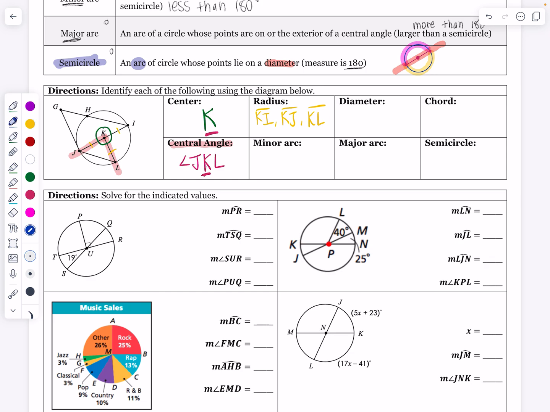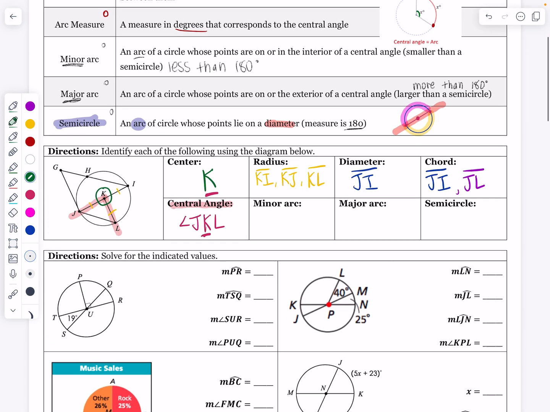What is the diameter pictured? We've been practicing this. The diameter that is pictured currently is J to I. And what is a chord in this picture? I could go J to I because the diameter is a type of chord. It has a starting point and an ending point that are on the circle. I could also go J to L. J to L is another chord, which doesn't go through the center.